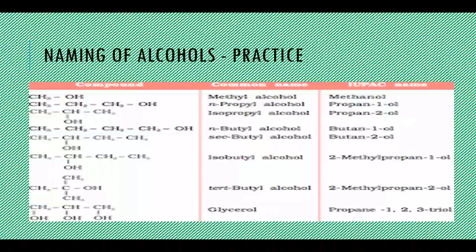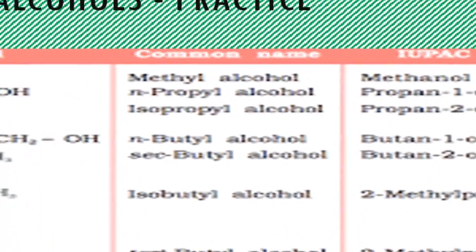So for practice, you can see the first one is methyl alcohol, which will be known as methanol. Second one is propyl alcohol, we will call it propan-1-ol. Reason being the OH group is attached to the first carbon atom. Next one is propan-2-ol, which is also commonly known as isopropyl alcohol.